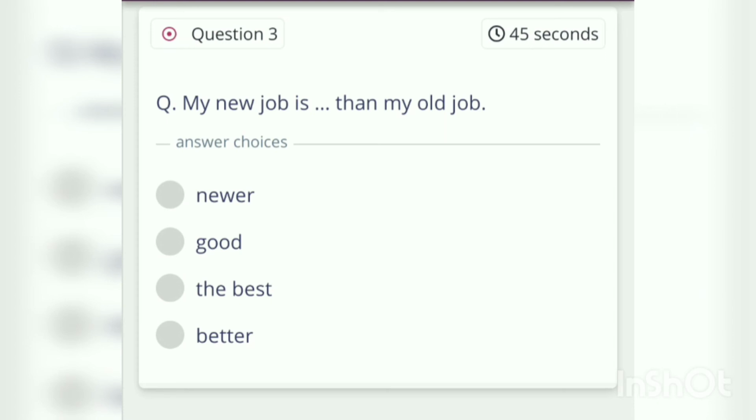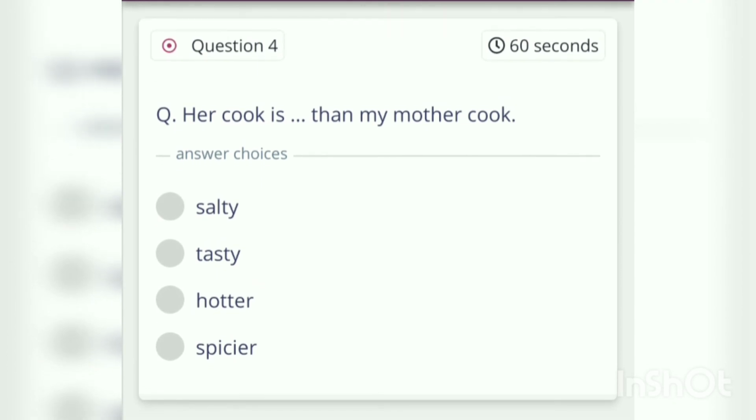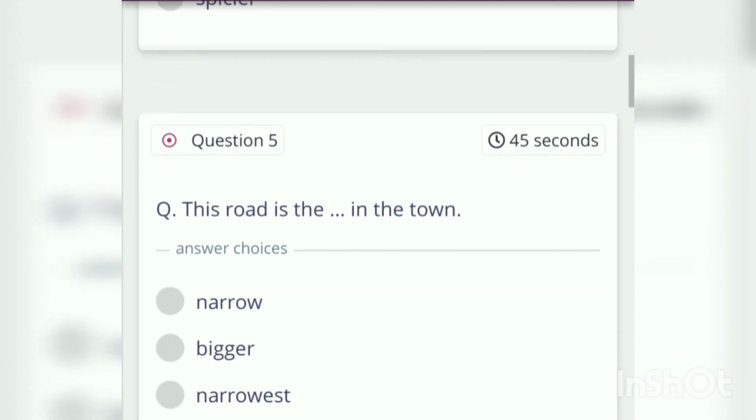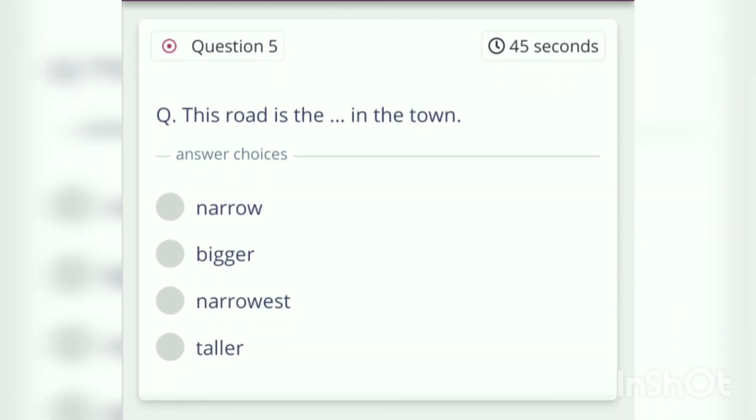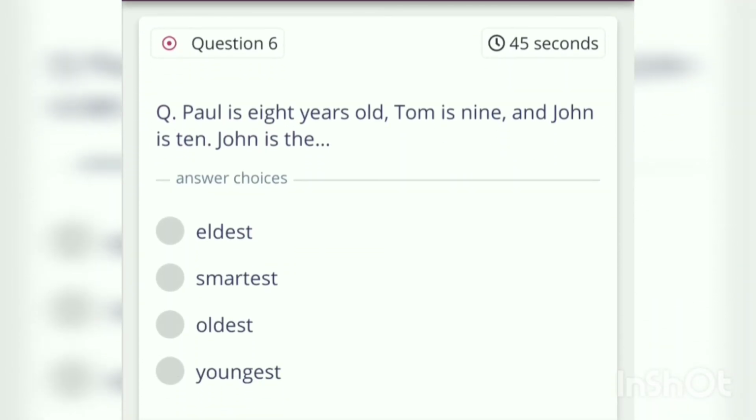My new job is dash than my old job. Next one, children. Her cook is dash than my mother's cook. The road is the dash in the town. Paul is 8 years old. Tom is 9. And John is 10. John is the dash.